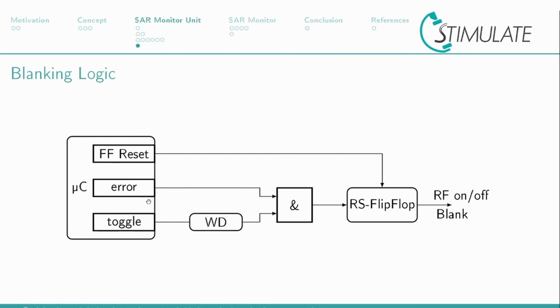If any of the limits is exceeded, or the state is changed to communication, the error output of the microcontroller goes low. If any of the inputs of the AND gate goes low, its output is set low as well. This will result in a set flip-flop, which will disable the RF. This can be only undone by manually resetting the flip-flop using the FF reset pin of the microcontroller.